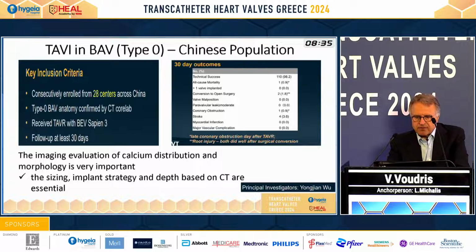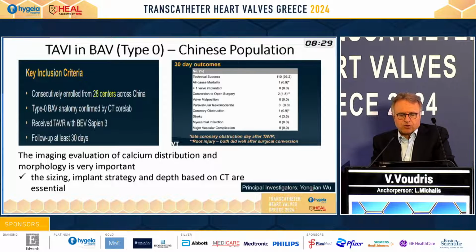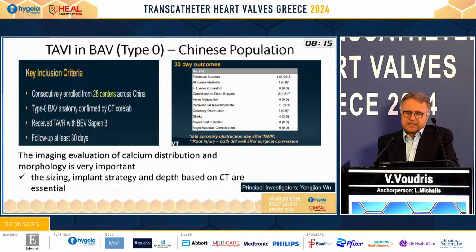These are more recent data from China in patients with bicuspid morphology type 0. This is a retrospective study from 28 centers with a follow-up of at least 30 days. The technical success was 98%, all-cause mortality less than 1%, and the stroke rate 3.6%. The imaging evaluation of calcium distribution and morphology is very, very important. The sizing, implant strategy, and depth based on CT are essential.